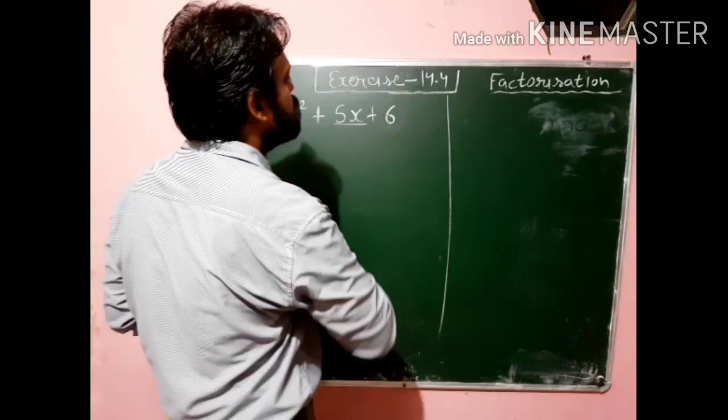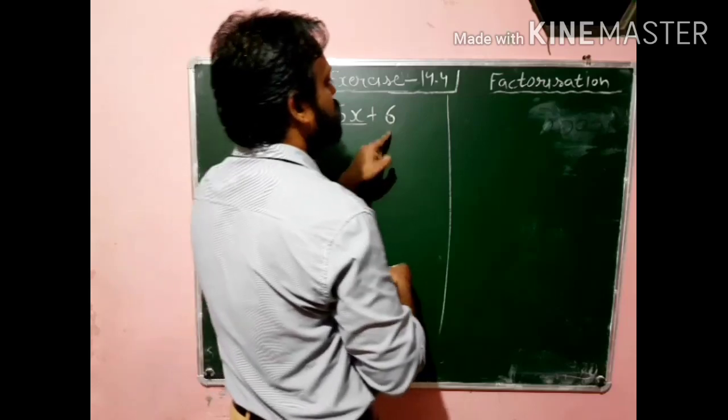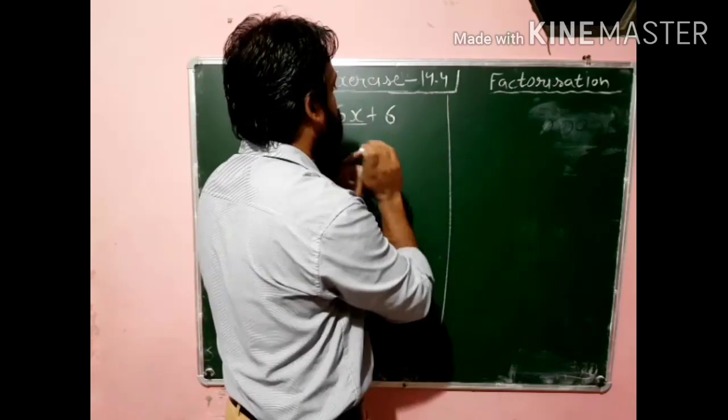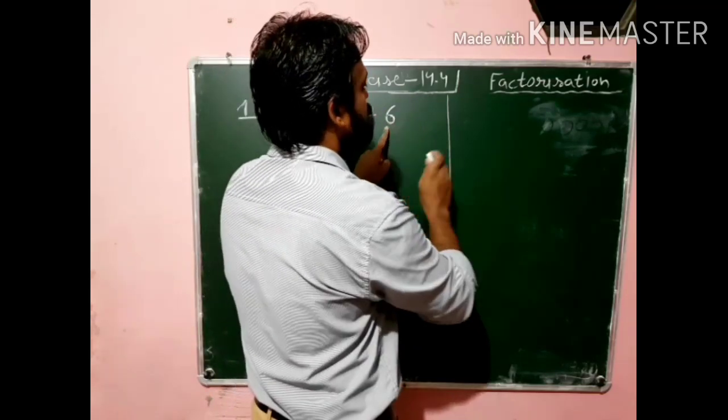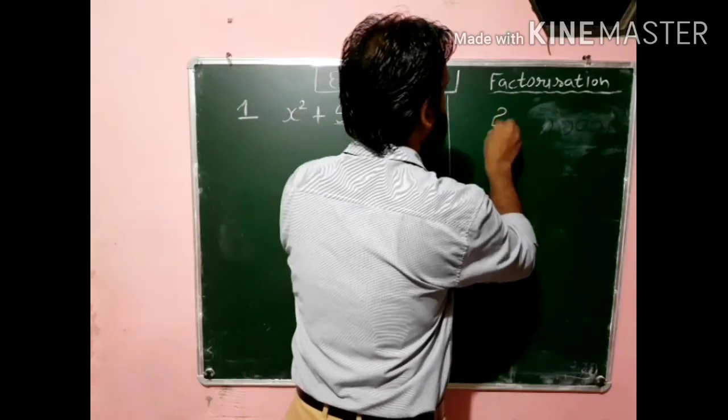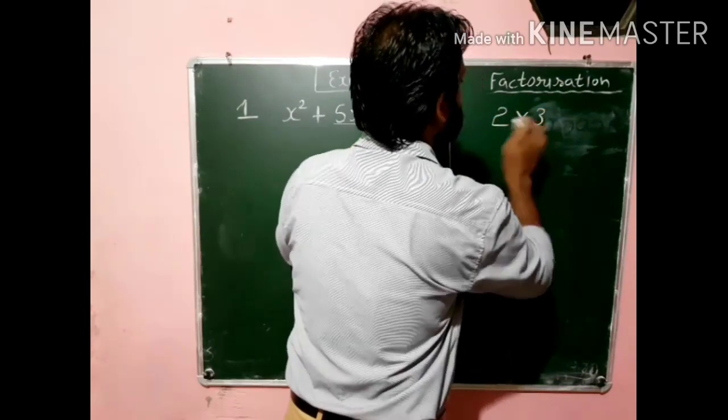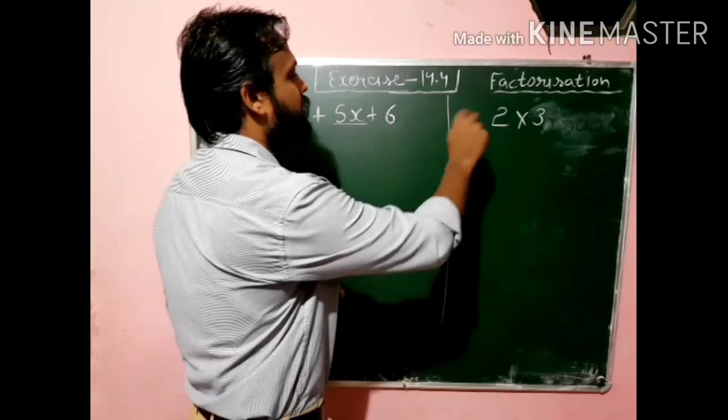If the value is 1, then we don't need to consider it. Then you can take only this constant value. Here you can see the constant value is 6. You have to find the factors of this constant term 6. We know what the factors of 6 are. You can easily write it down like this: 2 times 3 is 6. Of course, we have to find the factors of 6 here.